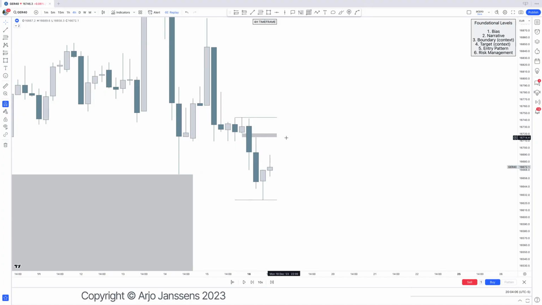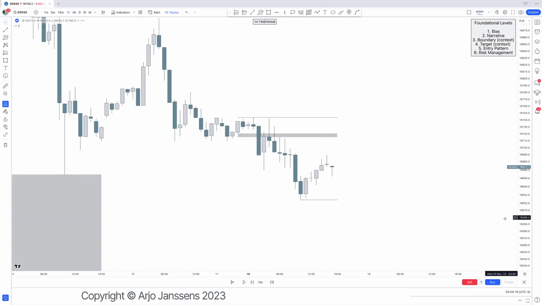Same as the 50-minute, you want to use that as a guide to see which high time frame PD array we actually want to trade towards. So we have that daily, previous day high, and the previous day low sitting right there. So let's dive into the 1 hour to see what we want to do.